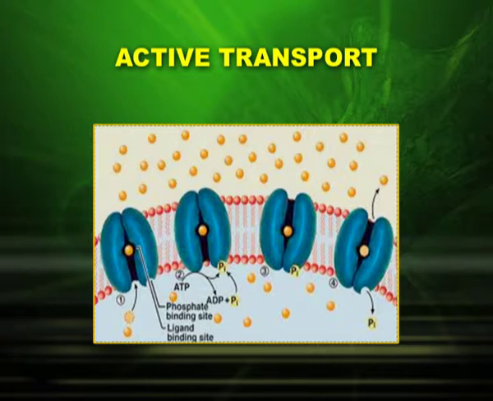In the first step, the carrier proteins have two binding sites, the phosphate binding site and the ligand binding site. The solute molecules bind to the ligand binding site. In the second step, it clearly shows the hydrolysis of ATP to ADP and phosphate. This phosphate is used as energy for the transport of solute molecules. In the third step, the solute molecules are entrapped in the carrier proteins, and lastly, in the fourth step, with the help of energy, the solute molecule is released into the other side of the cell.